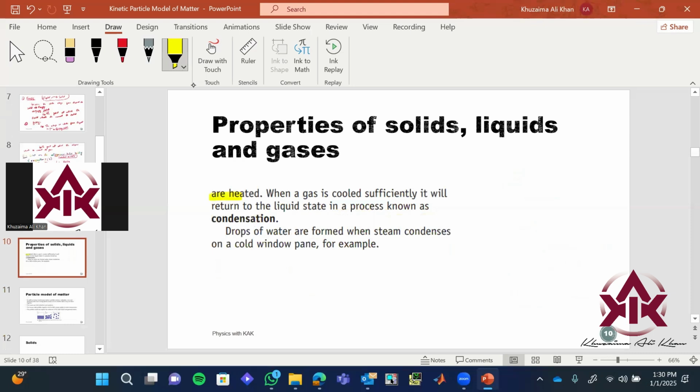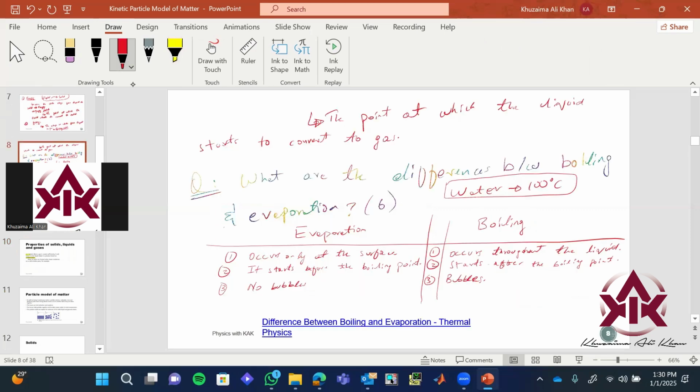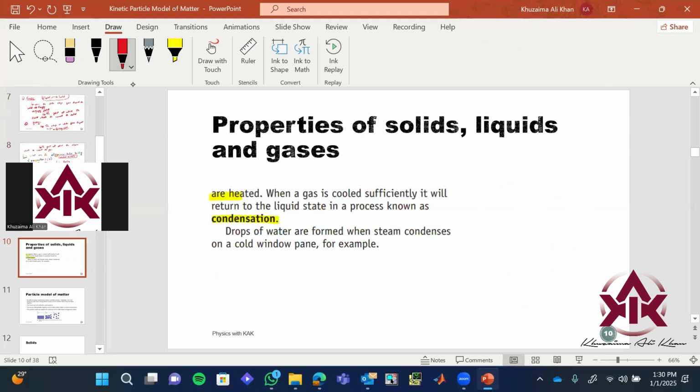Then we have another change of state, which is called condensation. So let's discuss what condensation is. This is our change of state number D, that is condensation. So condensation is basically what?